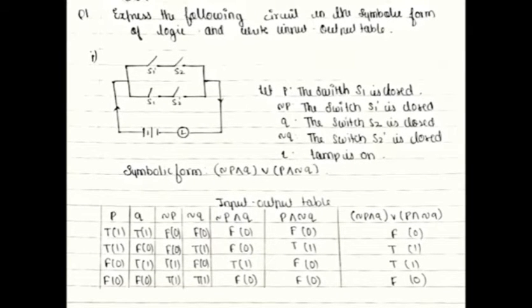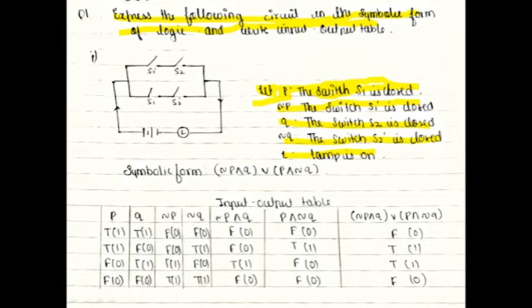Next, question first of the exercise. Express the following circuit in symbolic form and write the input and output table. So we have given this circuit. It is necessary to write this first before solving this. So P, the switch S1 is closed. Negation of P means the switch S1 dash is closed. Q, the switch S2 is closed, negation of Q, the switch S2 dash is closed, and here the lamp is on.